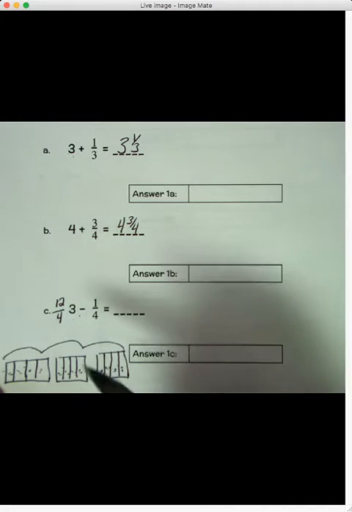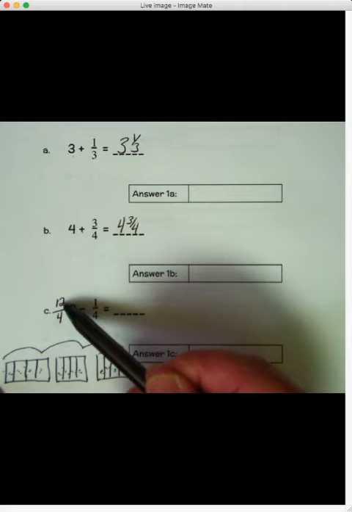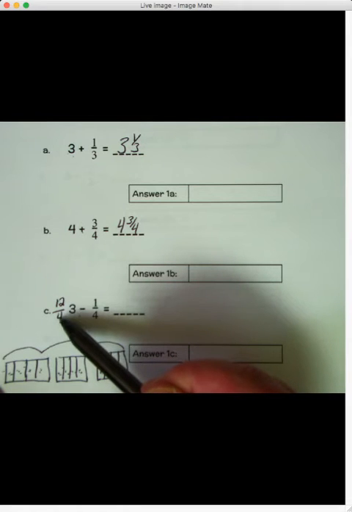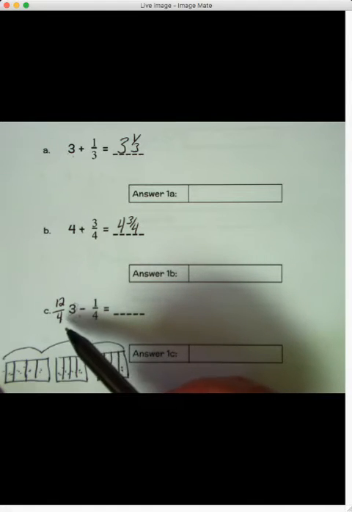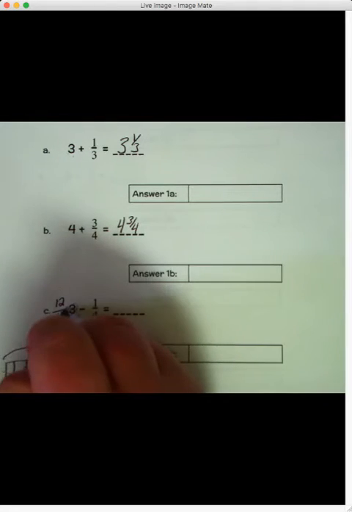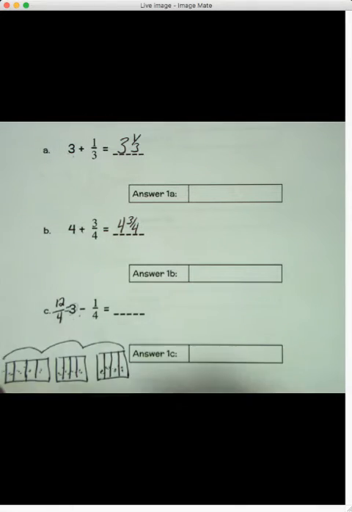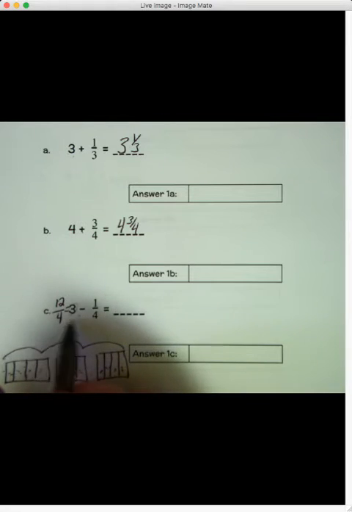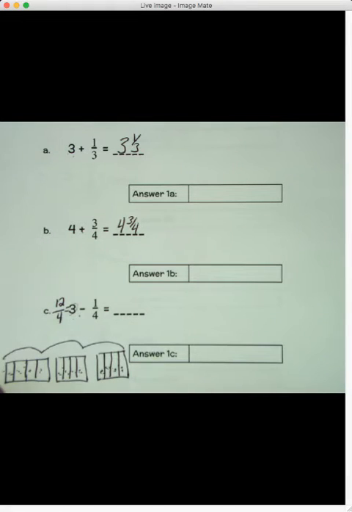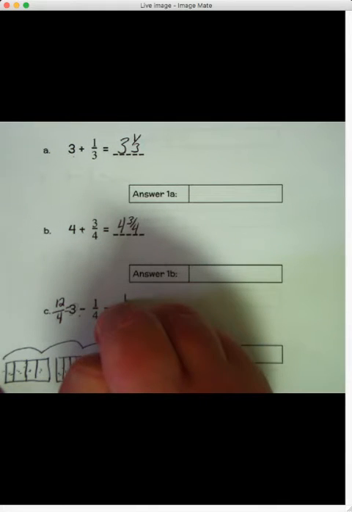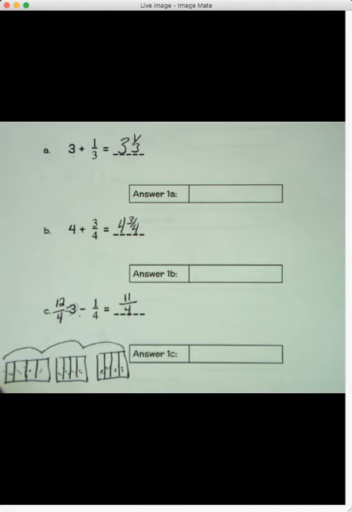Look at something with me. If I took 12 and I divided it by 4, what's 12 divided by 4? What times 4 is 12? 3. So you see that? 12 fourths is the same thing as 3. So 12 fourths equals 3. But now look what I can do. I've got 12 fourths minus 1/4. How many fourths am I going to have left? I'm going to have 12 minus 1, or 11 fourths left.